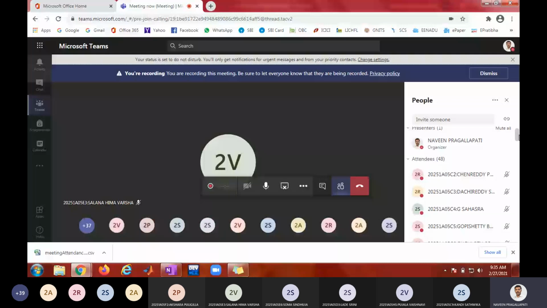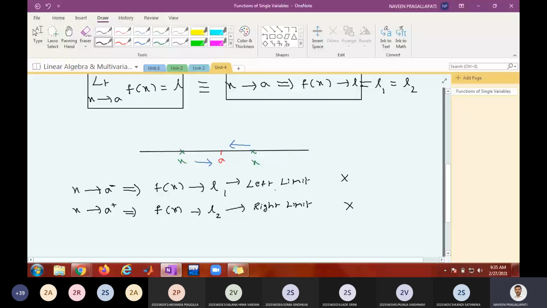Okay. So even if one condition fails to be satisfied, then the limit is not going to exist. If the left limit does not exist, the limit does not exist. If the right limit does not exist, the limit does not exist. If both exist but are not equal, then in that case also the limit does not exist. So this is about the concept of limit for a function of a single variable.